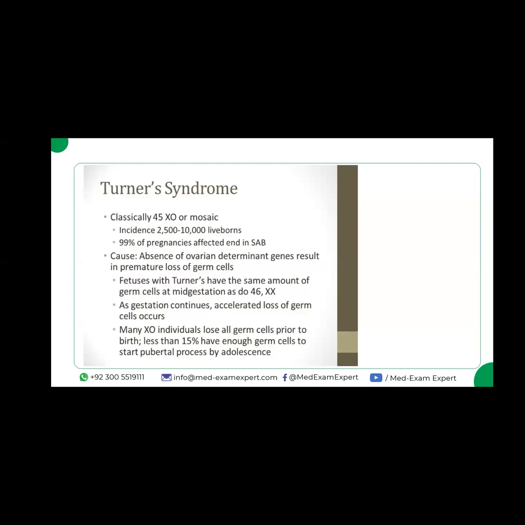There are some specific features in patients who have Turner syndrome, like webbing of the neck, widely spaced nipples, wide carrying angles. As the gestation continues, there is accelerated loss of germ cells in intrauterine life, and many of these individuals lose all the germ cells prior to birth. Less than 15 to 20% have enough germ cells to start the pubertal process by puberty or adolescence.